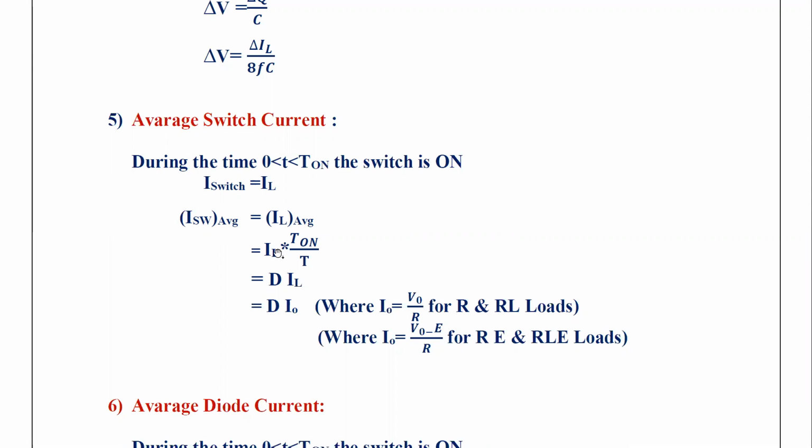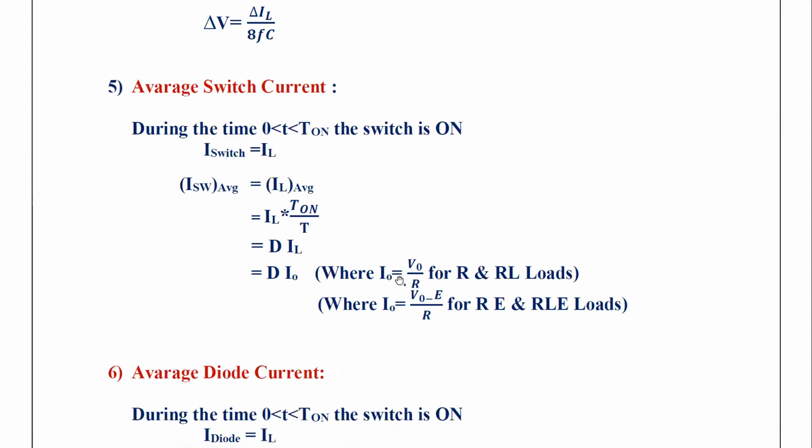And IL average is nothing but IL into turn on time divided by total time period T. Therefore, it will be D into IL, or IL we know that it is I naught. So average switch current is equal to D into I naught. So I naught can be calculated as V naught by R in case of R and RL loads, and I naught can be calculated as V naught minus E divided by R in case of RLE loads.